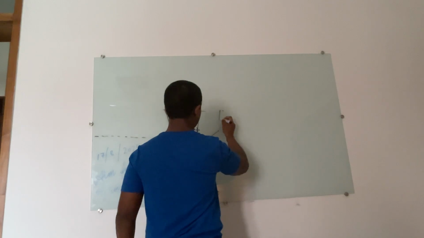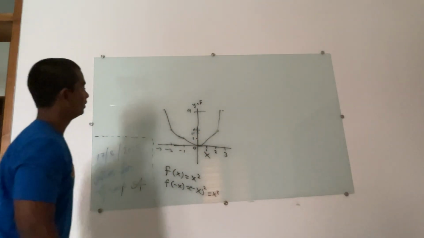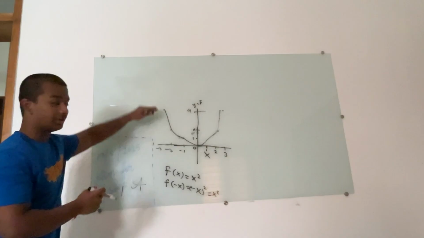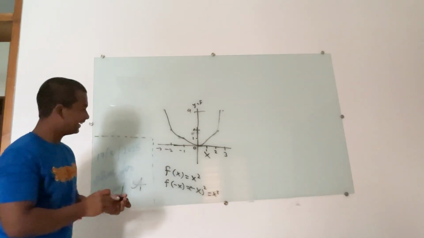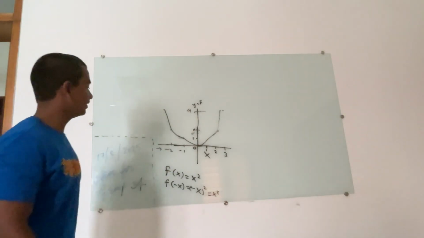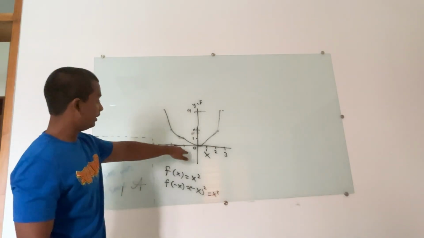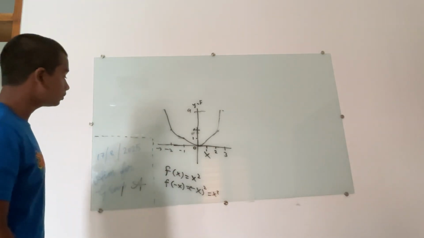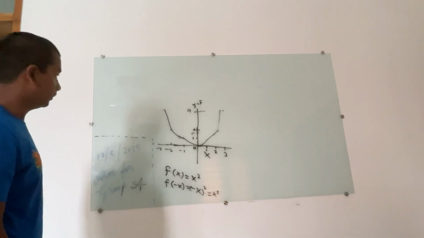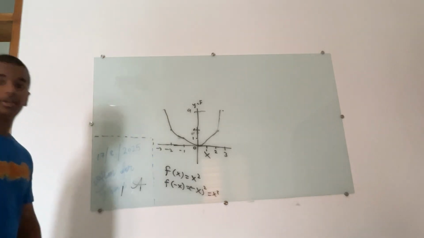Something like this. Poor rendition, but it's a parabola. I tried my best. But it's zero. Yeah, so that's it.